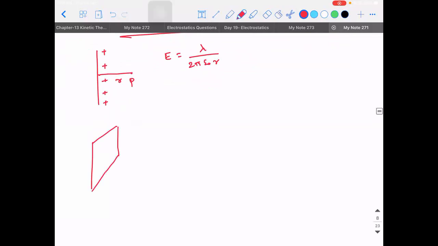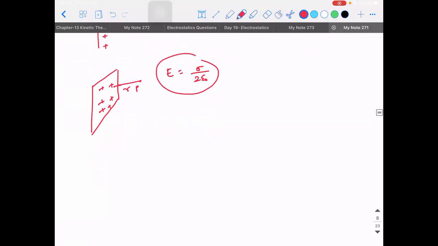Then we take a plane sheet into consideration. With respect to a plane sheet, what is the electric field at a point P which is at a distance r? Sigma by 2 epsilon naught actually. Sigma by 2 epsilon naught due to one side. Due to the other side also, it will be sigma by 2 epsilon naught. Sigma by epsilon naught comes in the capacitors.